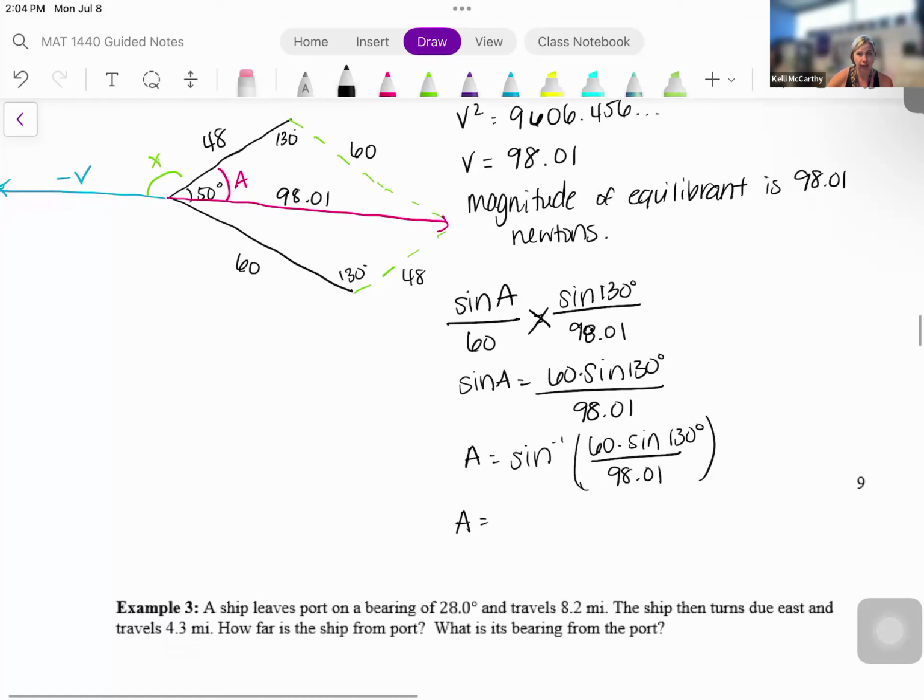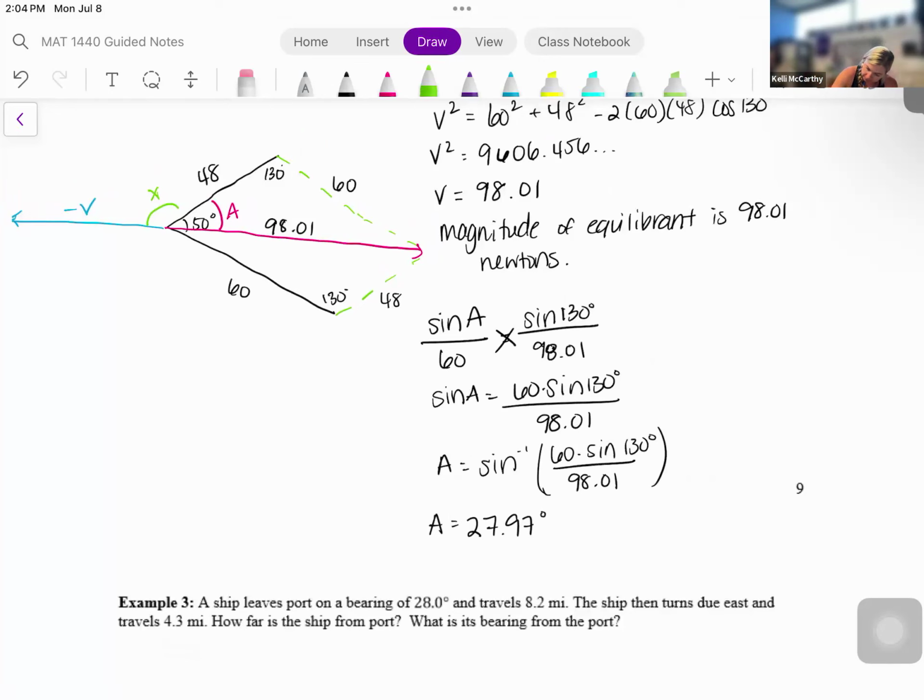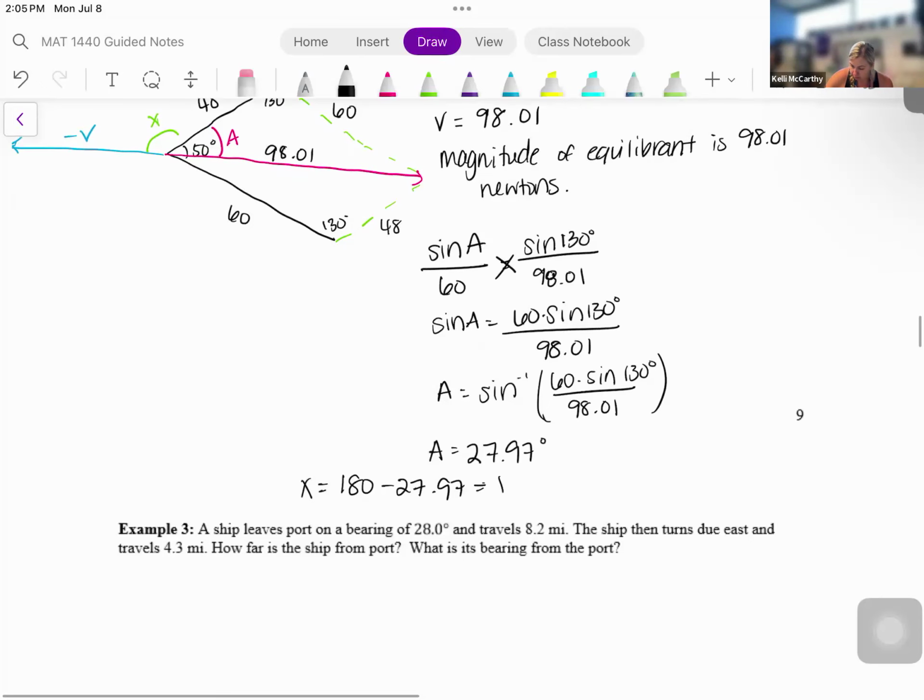And this tells us that angle A is 27.97 degrees. Now, angle A is not what we were looking for, but angle A is supplementary to the angle that we're looking for, which I've named X. So to find that measure of the angle between the equilibrant and that 48 Newton force, we're going to take 180 and subtract 27.97 degrees. And we know that that angle is 152.03 degrees.